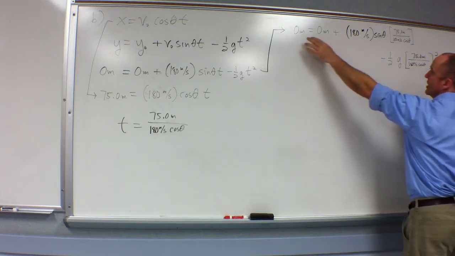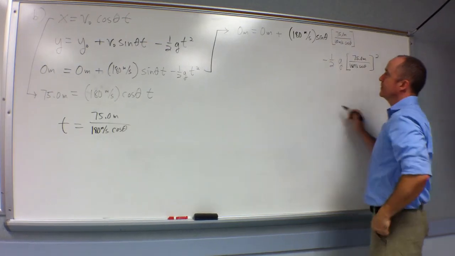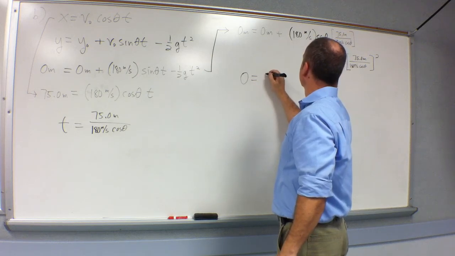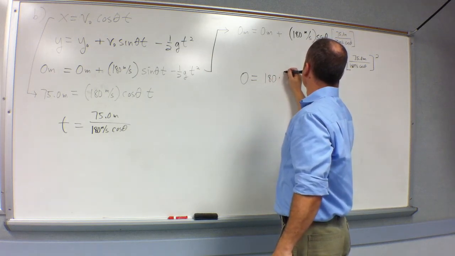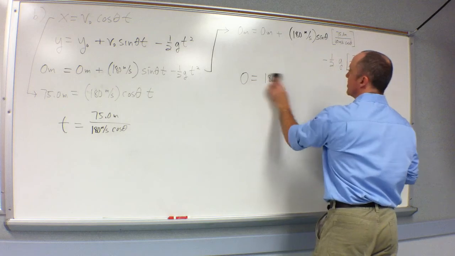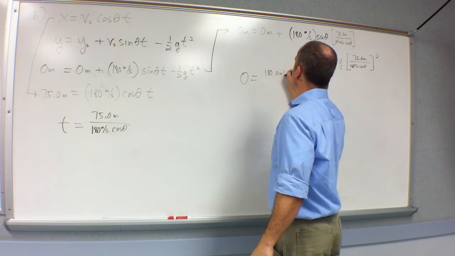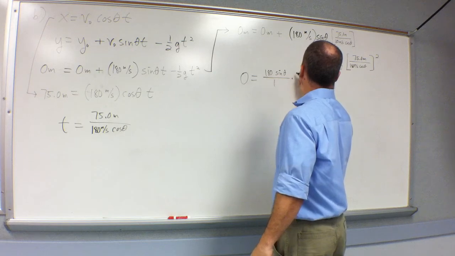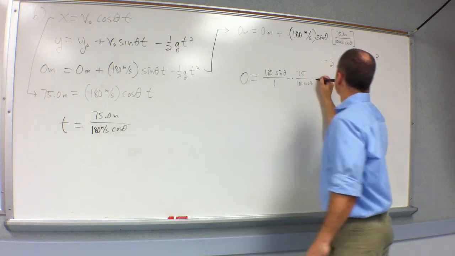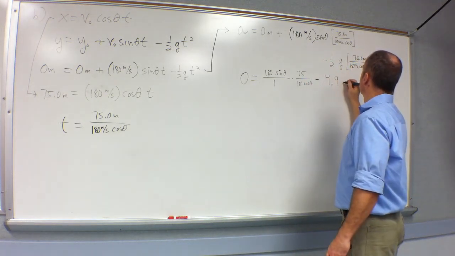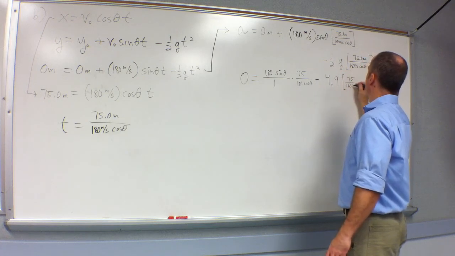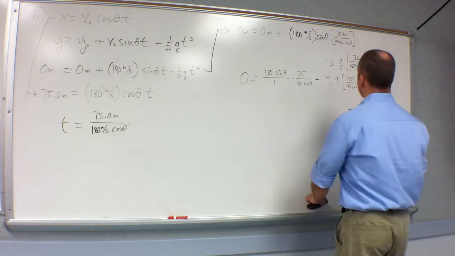I've really just got two terms here. I've got 0, 0, this term, this term. So this is going to turn into 180 sine theta over 1 times 75 over 180 cosine theta, minus 4.9, that's 1/2 g, times 75 over 180 cosine theta, all squared. I'm sorry, I left something out here, something important: the sine.